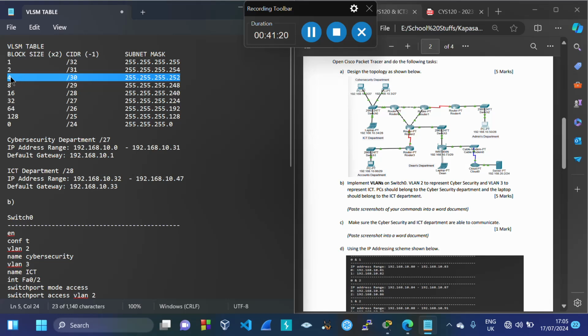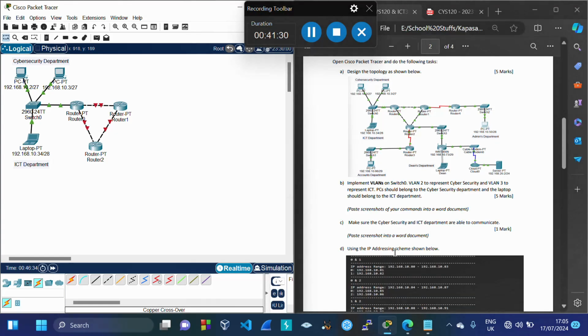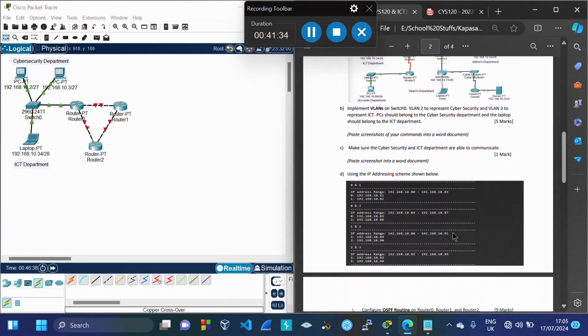So we are saying minus 2 because we need to subtract the network and broadcast address, which we don't use when assigning IP addresses. Now, since we understand that, this is how they came up with the subnetting. So they are subnetting for two hosts each. So subnetting between router 0 and 1, the IP address for router 0 is .81.